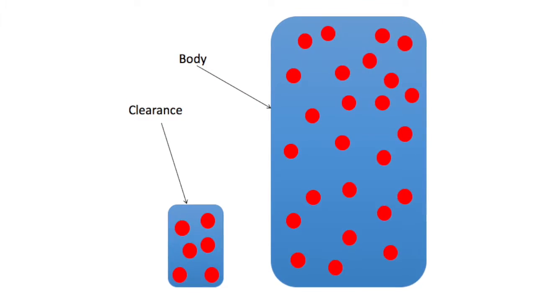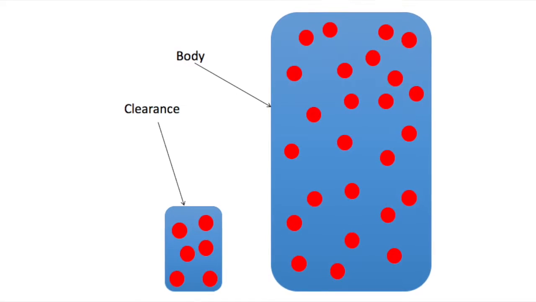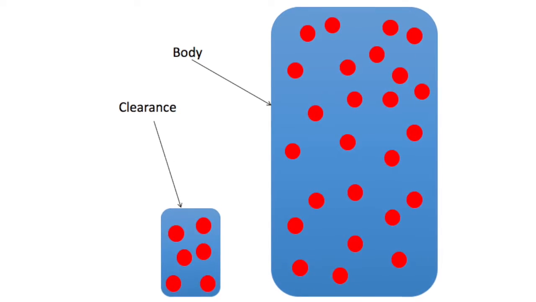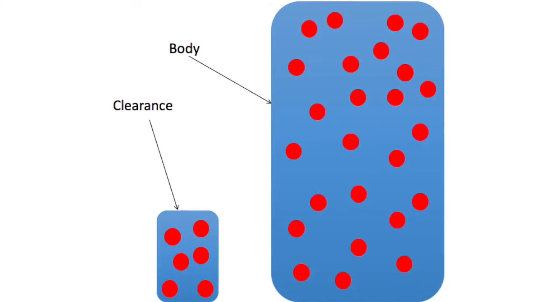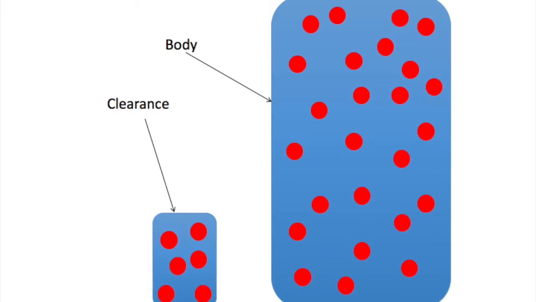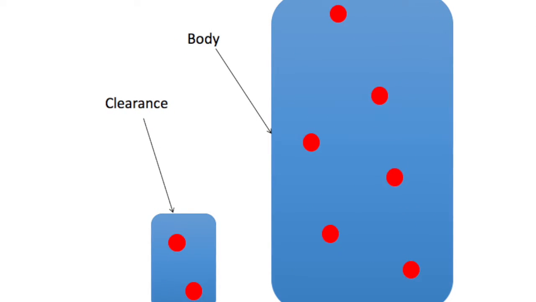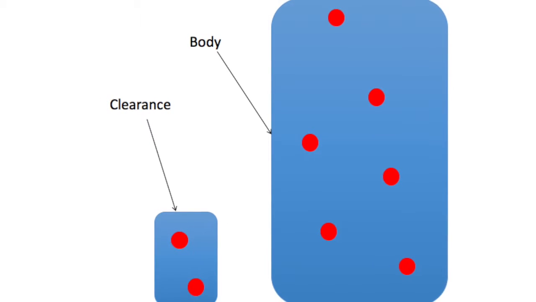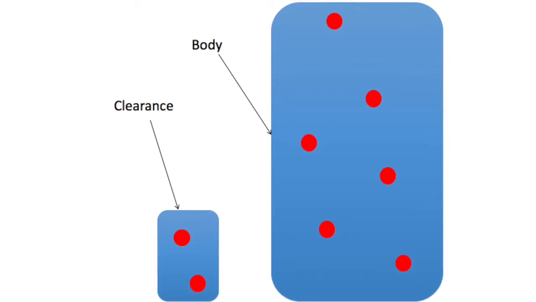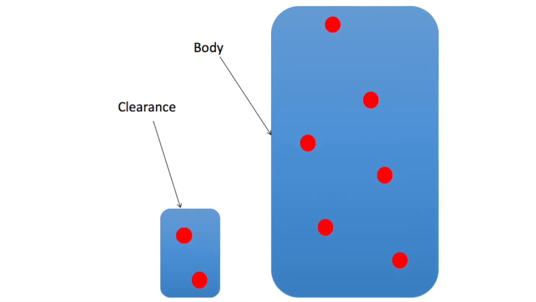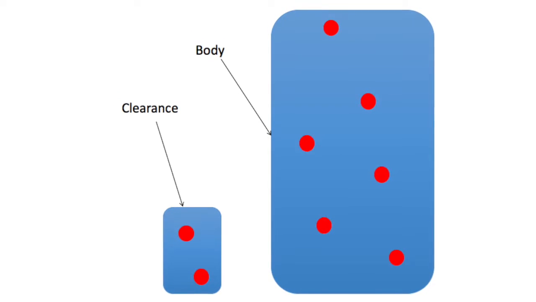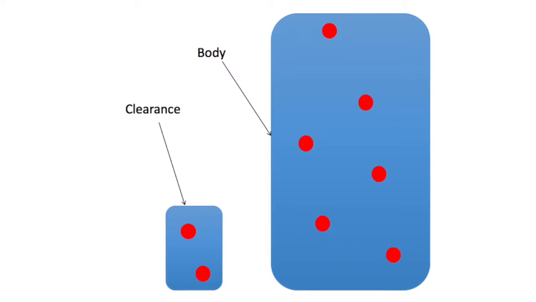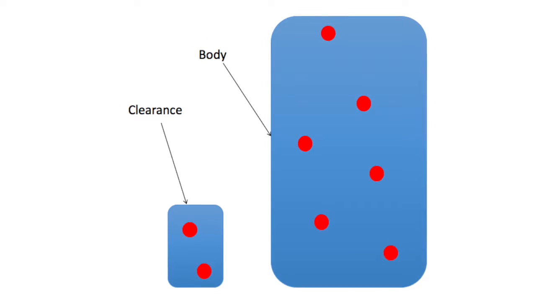Looking more closely, we see that the concentration of the drug in the beaker on the left, which represents clearance, is proportional to the concentration of the drug in the beaker on the right, which represents the body. This means that if the concentration of the drug in the body is low, the amount of drug that is removed from the body per unit time is small, even though the clearance, represented by the volume of the beaker on the left, remains constant.